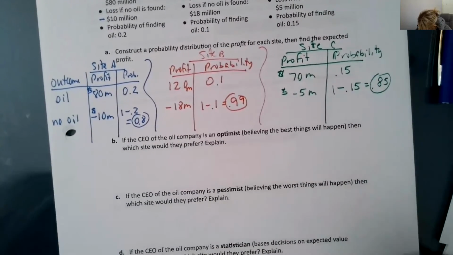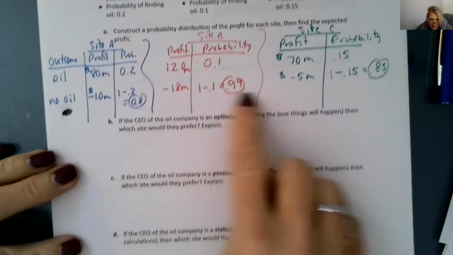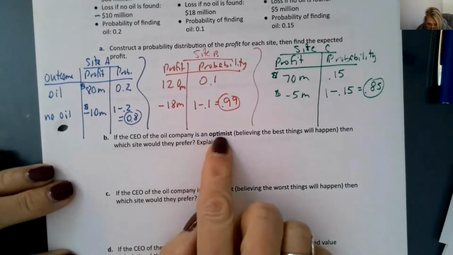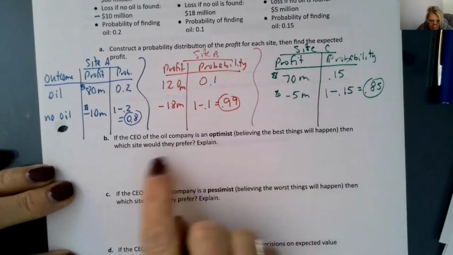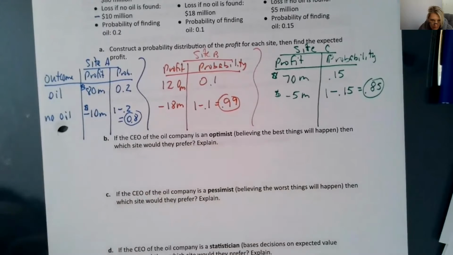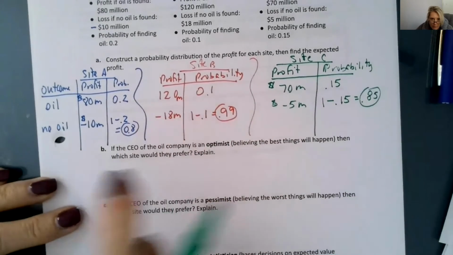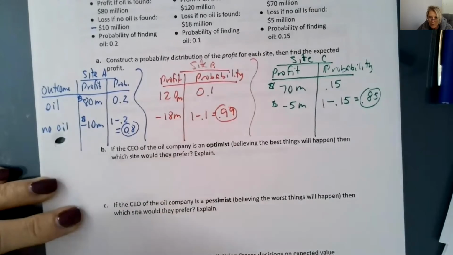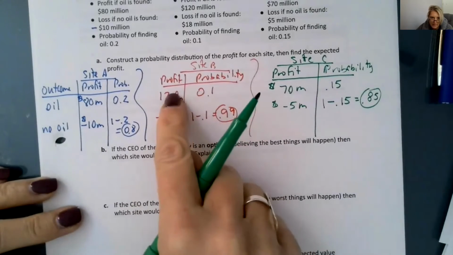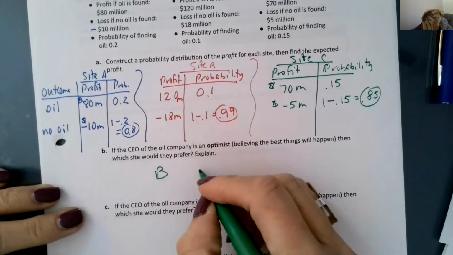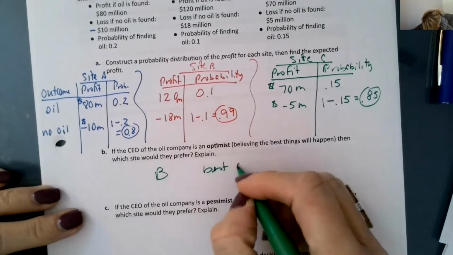And then let's just look at, for just a minute, before we even find all those expected profits, it says if the CEO of the oil company is an optimist, believing the best things will always happen, then which site would they prefer? Well, of course, they're going to prefer B, because the optimists always look at where they could have the best case scenario. The best case scenario is that they make 120 million. So that would be B.